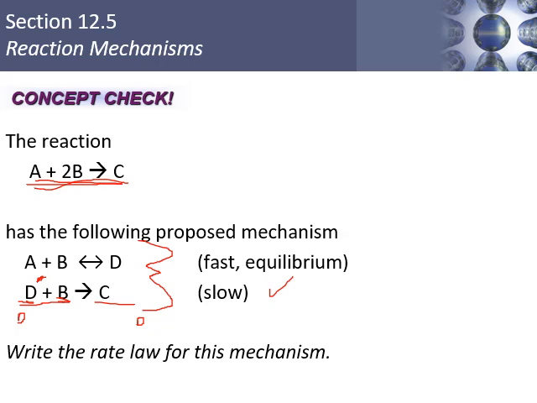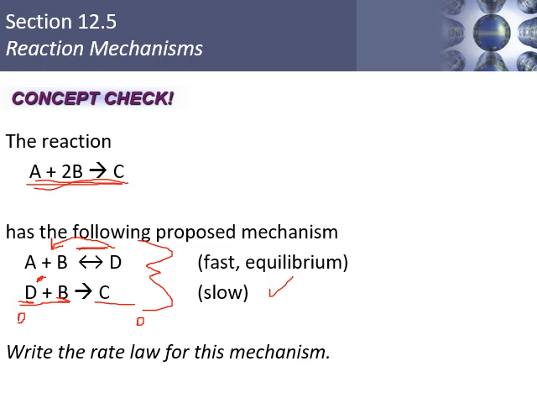But there's a way around that, because if we look back at the fast step here, we can see that D is in equilibrium with A and B. What I mean by that is, notice that this arrow is not pointing in only one direction. It's pointing in both directions. So in other words, we can say that D is kind of like in equilibrium with A plus B.